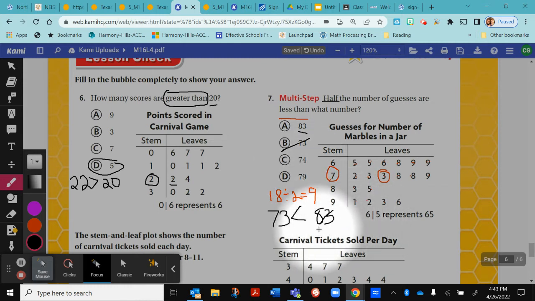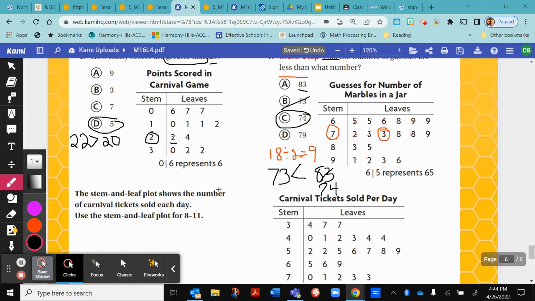The 74, even though it's not on here, it's between the numbers between 73 and 78. It's 74, 75, 76, 77. But 74 is going to be a more reasonable answer than 83 and 79. 79 makes it a true answer as well, but which one is closest? So the closest answer then would be 74. Okay, does that make sense?